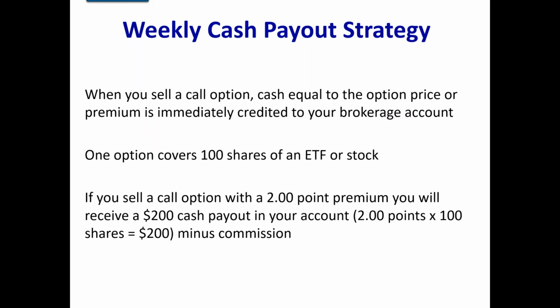And when you sell to open a call option, cash equal to the premium is immediately credited to your brokerage account. And of course, one option covers 100 shares of an ETF or stock. So if you sell the call option with a 2-point premium, you'll receive $200 in cash into your account. So that's 2 points, $2 times 100 shares is $200 will be credited to your brokerage account minus commission, which nowadays isn't much. I think it's 50 cents nowadays.